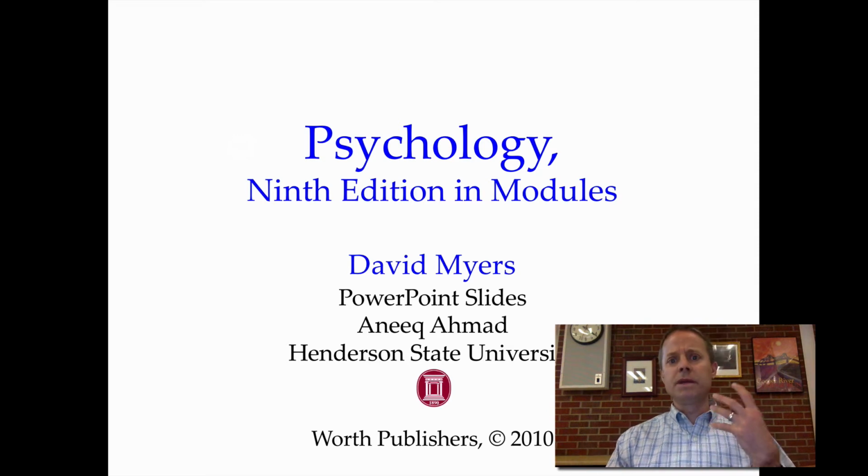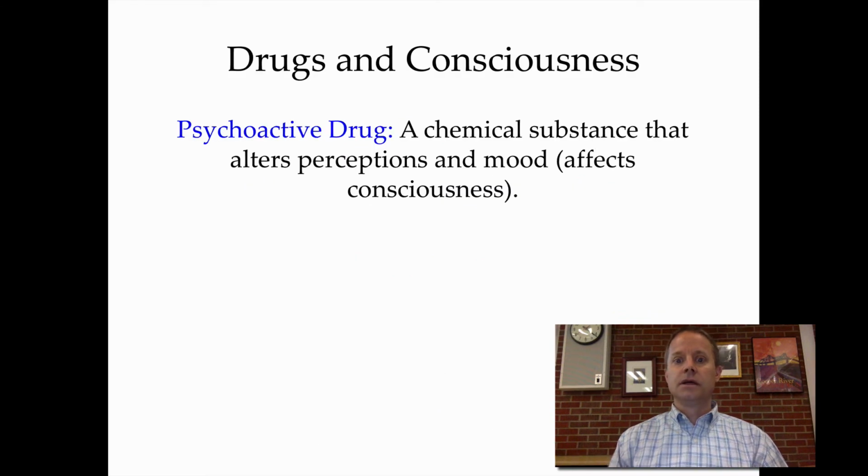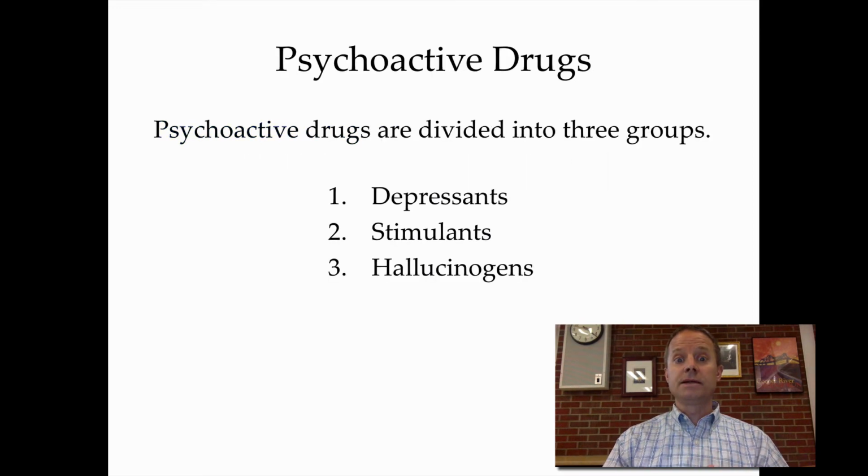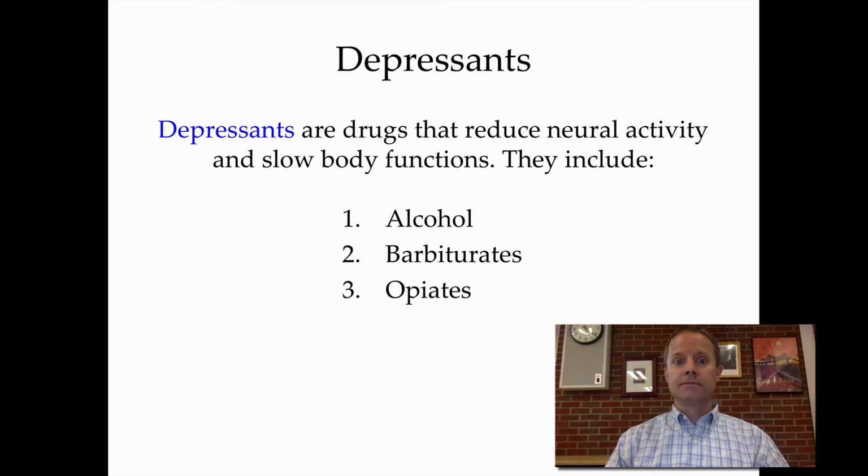All right, let's start on drugs. First of all, what do we mean by drugs? Are we talking about prescription drugs? No, we're talking about psychoactive drugs. These are chemical substances that alter perceptions and mood, affecting your consciousness. There's going to be three main types we look at: depressants, stimulants, and hallucinogens. So let's find out more about those three types.